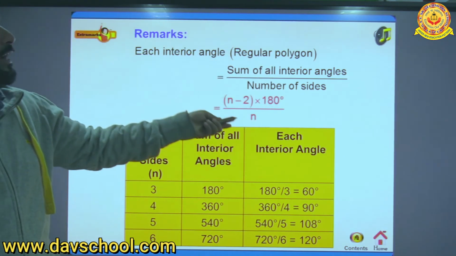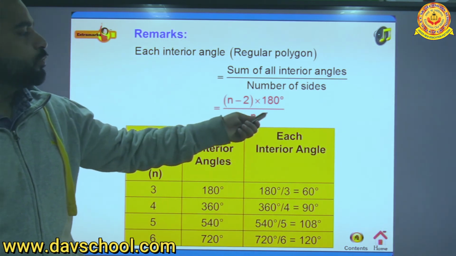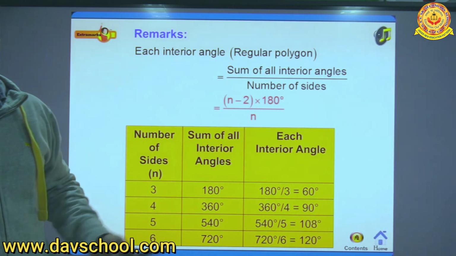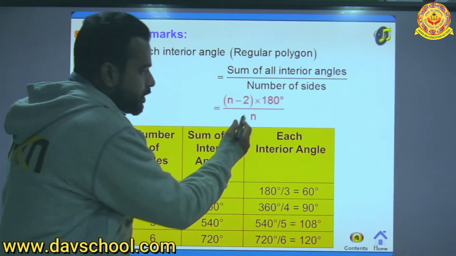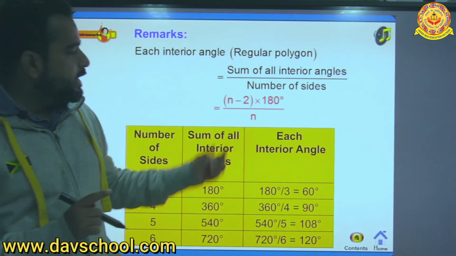So you can just divide the sum of the interior angles by the number of sides. So (n minus 2) into 180 degrees divided by n. Now in these questions, you cannot cancel this n by n. No, sir, because there is a bracket.